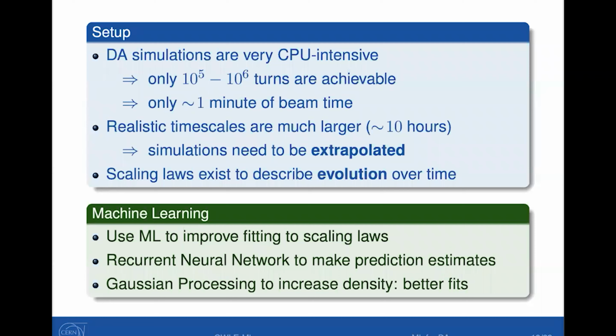Now, luckily, we have some analytic laws from nonlinear dynamics theorems, from the Nekhoroshev theorem. We can deduce some laws that tell us how this dynamic aperture will evolve over time. Now, it doesn't work perfectly, as I said before, so we want to improve this. What can machine learning do for us? Well, we do 3 things here. We can improve the fitting. We can use a neural network to make the prediction estimate instead of fitting. I will tell you this doesn't work; this is also expected to not really be that efficient. And then the last one is a very efficient one. We can use Gaussian processes to increase the density of the points to get better fits. And that one works really very well.